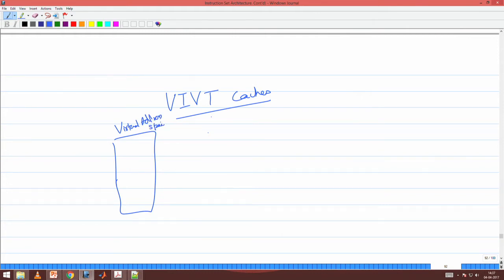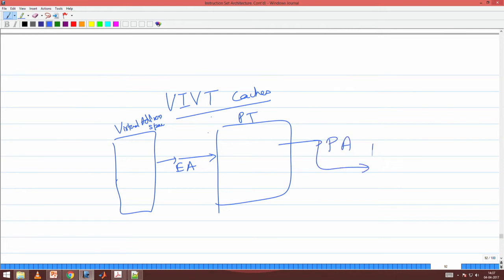Your program has an address that gets added to the segment base and you get an effective address here. This effective address goes through a page translation mechanism and you get a physical address which you use to access your RAM. Okay? In this part there exists a cache memory also. So a copy of this RAM is kept in the cache.